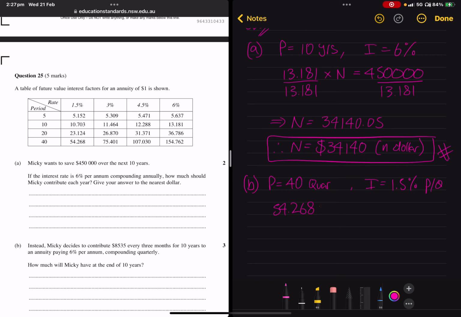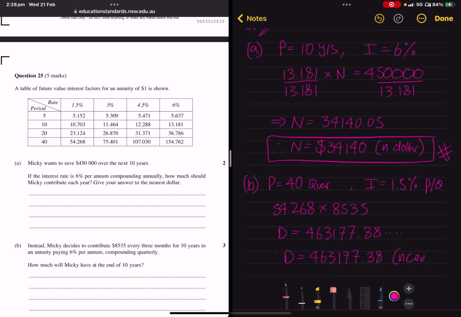So this multiplied by the number of dollars is going to be how much you'll have at the end of the 10 years. So this times 8,535 is going to equal 54.268 times 8,535. My calculator tells me this is 463,177.38. So how much will Mickey have? He will have, let's call this D, the amount he'll have at the end of the 10 years will be $463,177.38, 38 cents to the nearest cent.